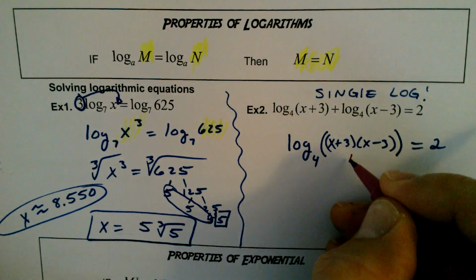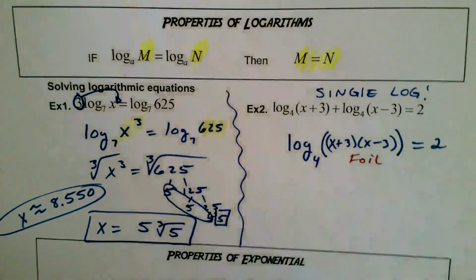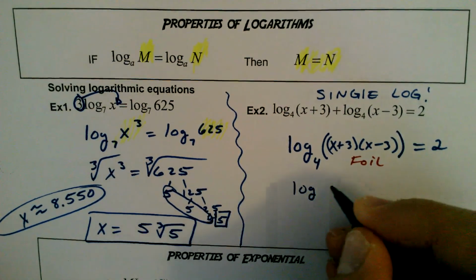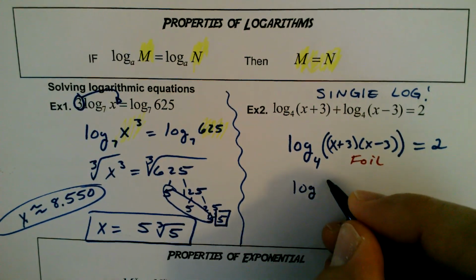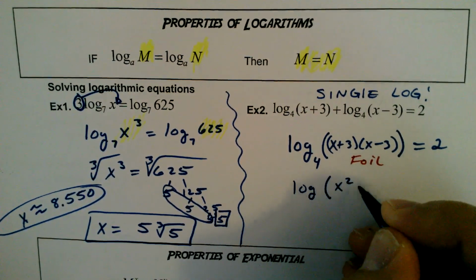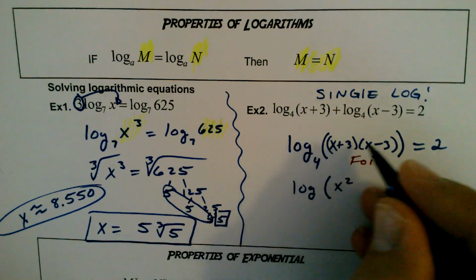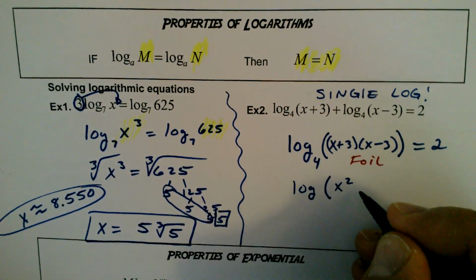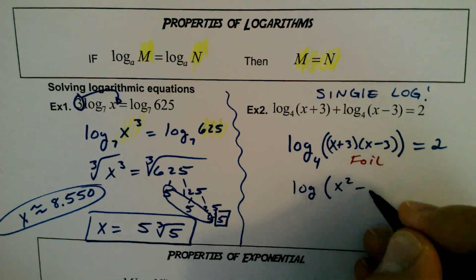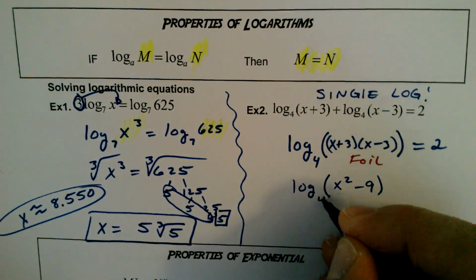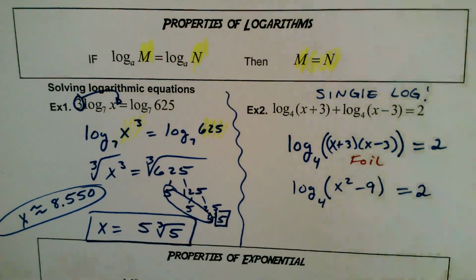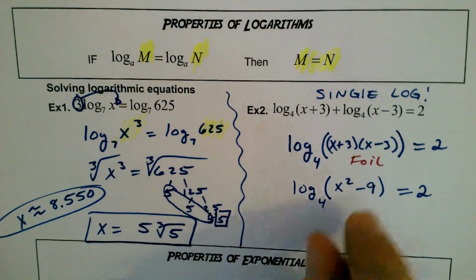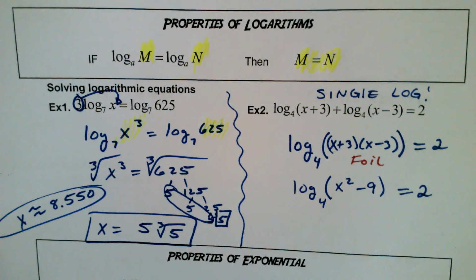Now, if I want to go even further, I can FOIL this thing. I would probably have gone right to this step, but just so we have the notes on it. X times x is x squared. Outers and inners cancel: negative 3x and 3x is 0x. And then 3 times negative 3 is negative 9. So we took those two logs and condensed it down to one log.